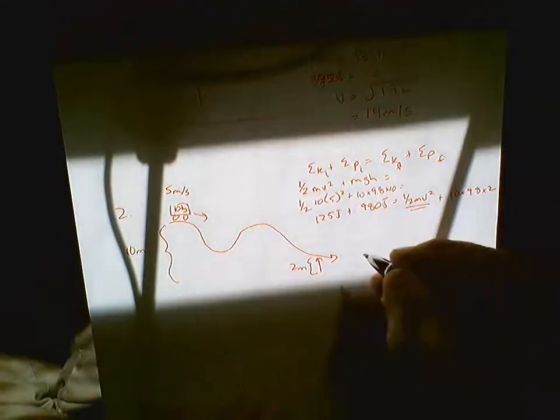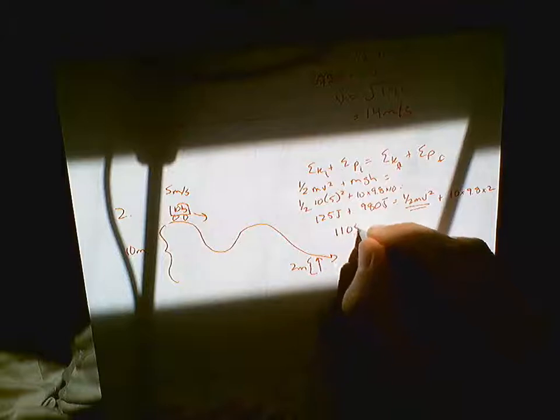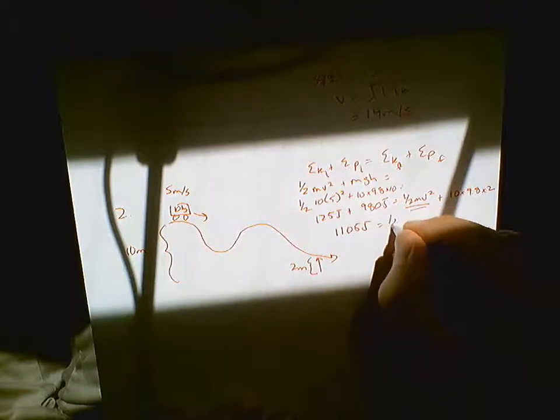So what I'm going to have here is 125 plus 980, which is going to be 1105 joules, equals half mv squared plus 196 joules. What I want to do is move this over so we have all of our energy on one side. So it's going to be 1105 minus 196, and that's going to equal 909 joules.